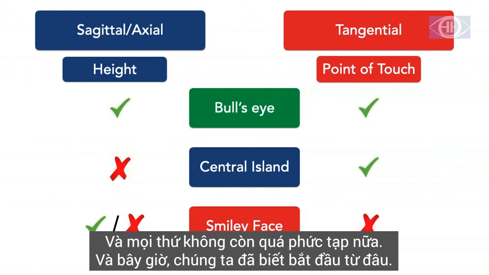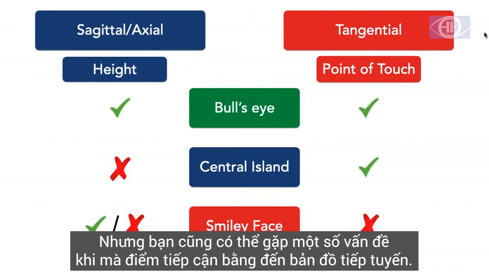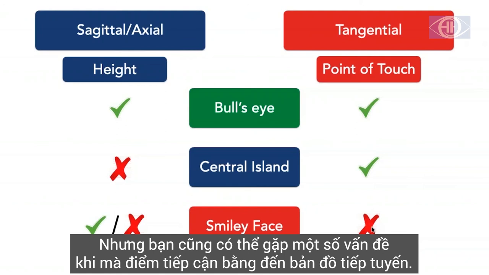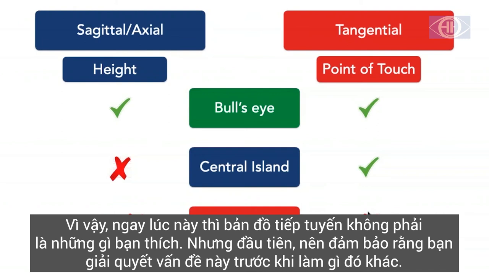So when you're looking at your topo maps, and you look at the sagittal map, you say, I don't know, maybe the treatment zone is not what I like. It's not perfect. But you also see problems with your point of touch, encountering the tangential map. That's okay, the centration is a bit off as well. Always, no exception, always first adjust the periphery. Always make sure your fit is perfect, because if you have your fit perfect, your center area is more reliable as well. So at the moment your tangential map is not the way you like it, first make sure you solve that issue before you do something else.